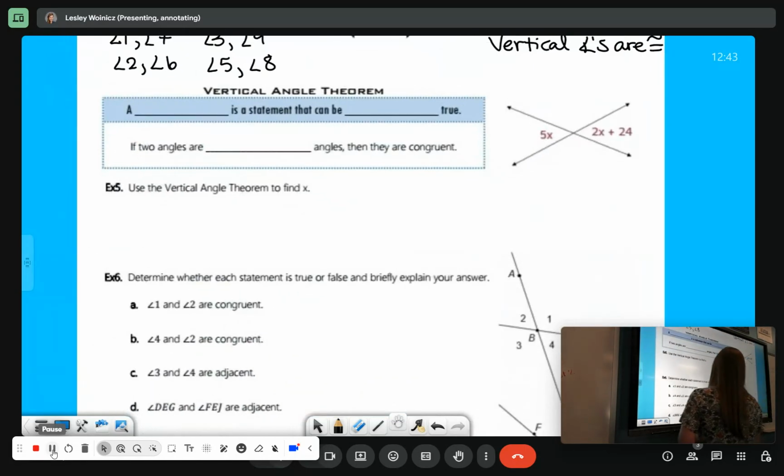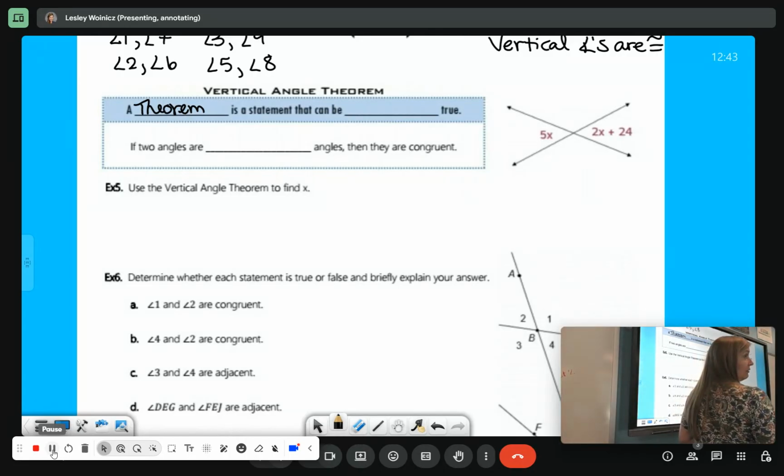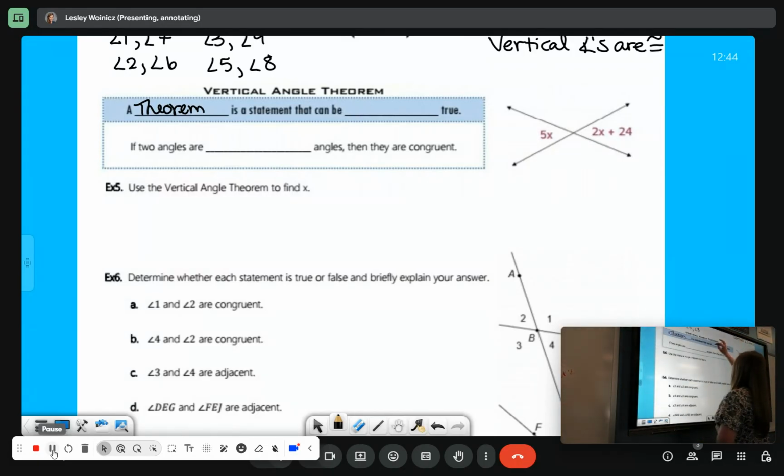Here's the vertical angle theorem. A theorem is not a postulate. Remember, a postulate we accept as true without proof. A theorem is a statement that can be proven true. If two angles are vertical angles, then they are congruent.